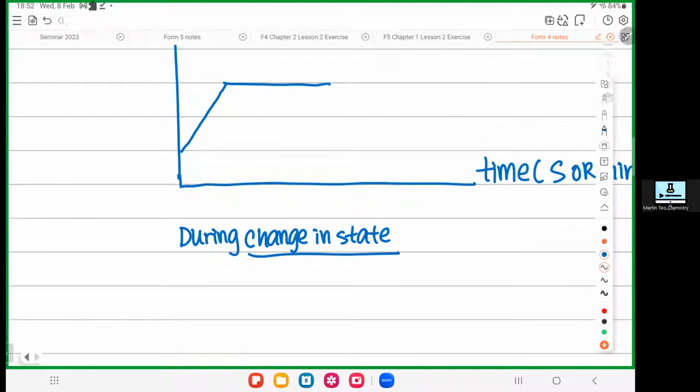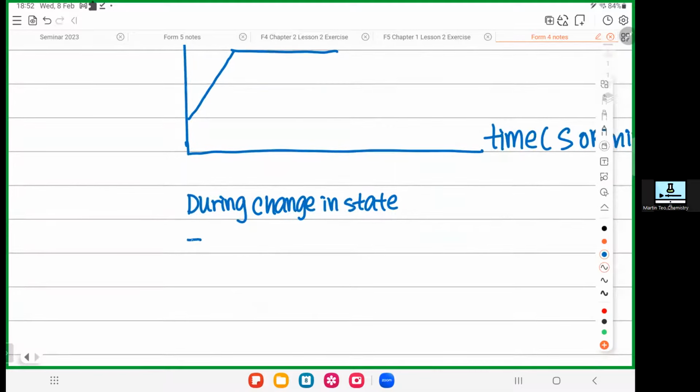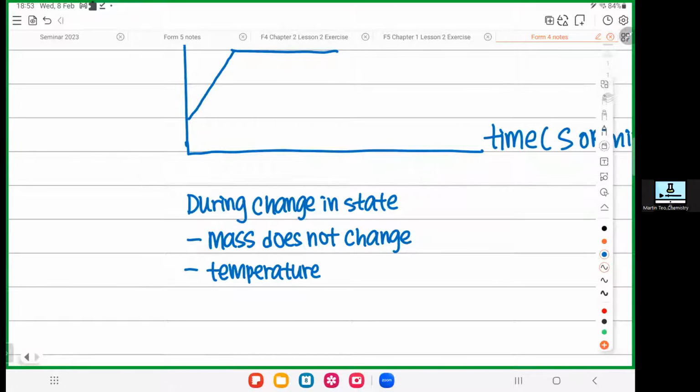When you change the state, always remember two things. Number one, the mass doesn't change. 1 kilogram of water will become 1 kilogram of ice, will become 1 kilogram of steam. The mass cannot change. Number two, the temperature doesn't change.